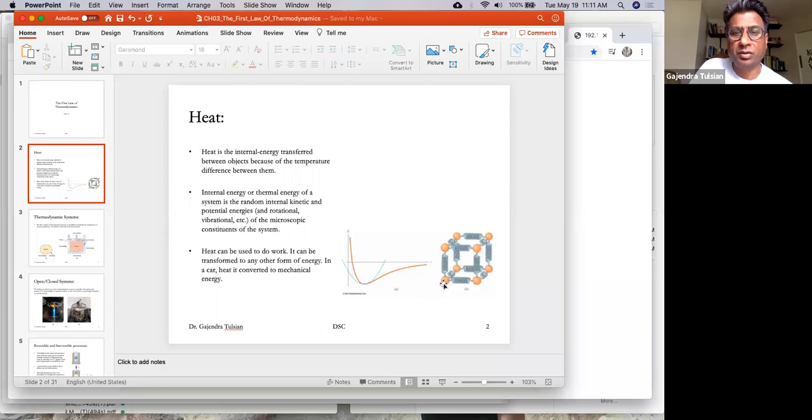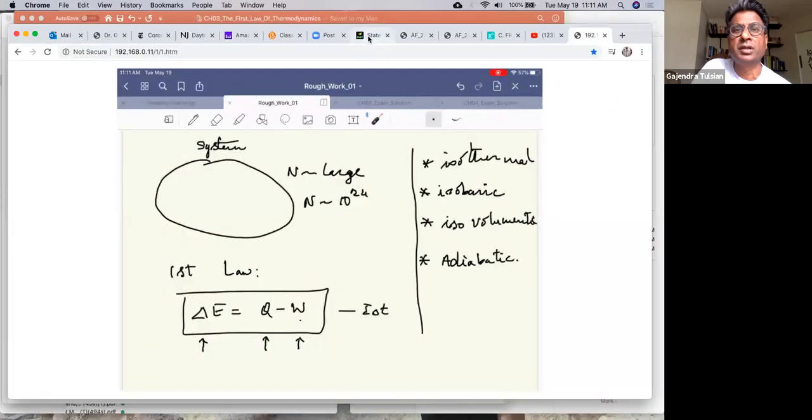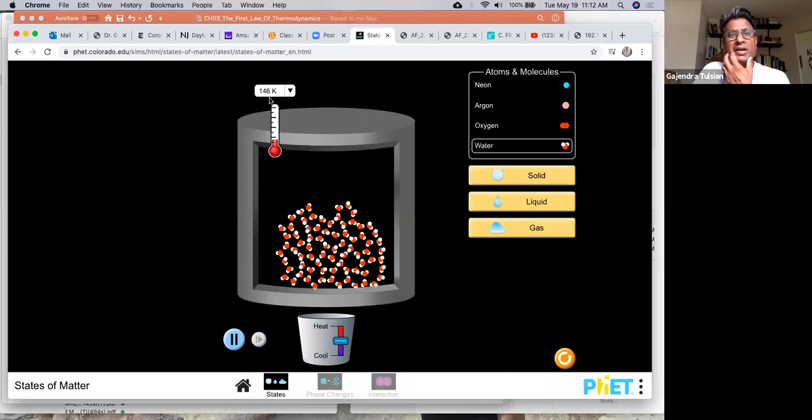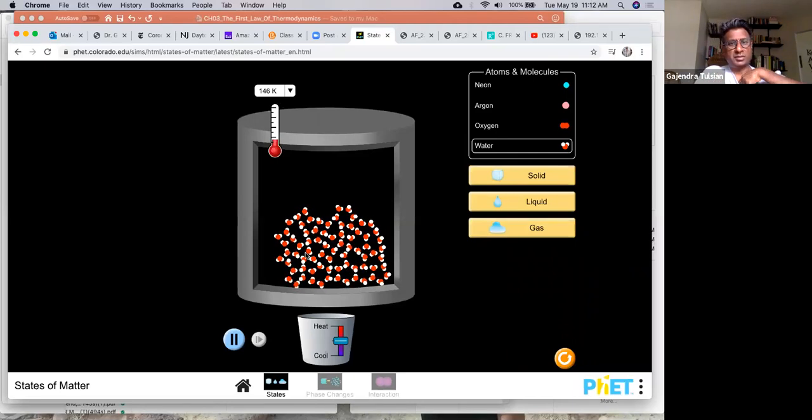Here is the model of a solid. Here are the atoms, and the forces between atoms can be modeled by these springs. At any temperature, here's how a solid looks. Let me show you a simulation. Here is the model of ice. Here's water at 146 degrees Kelvin, which is minus 130 degrees Celsius. So it's in solid form.